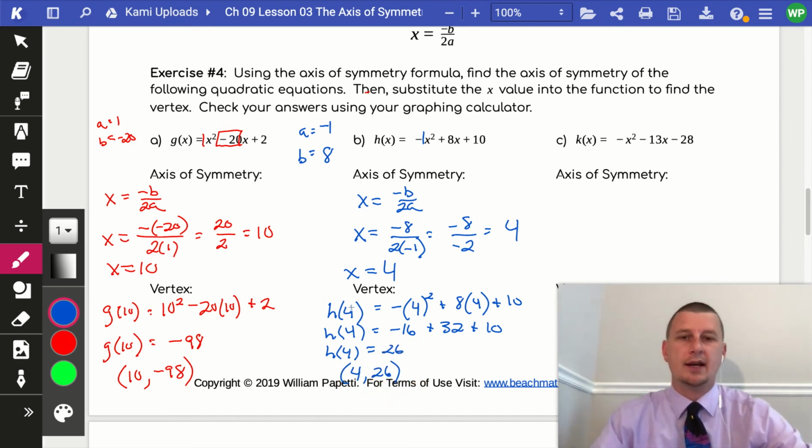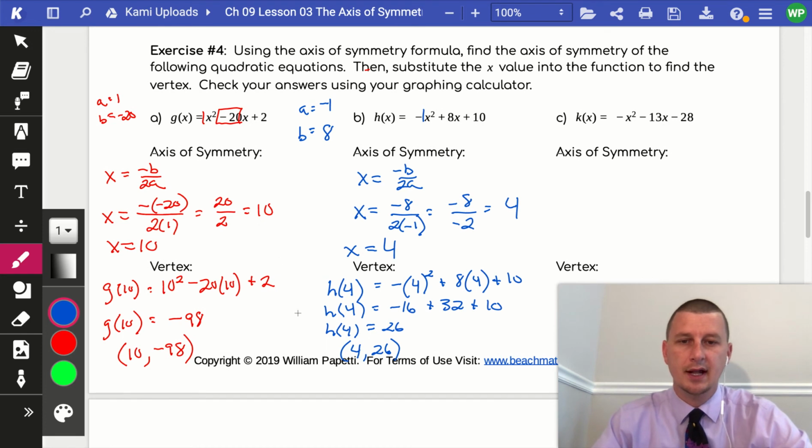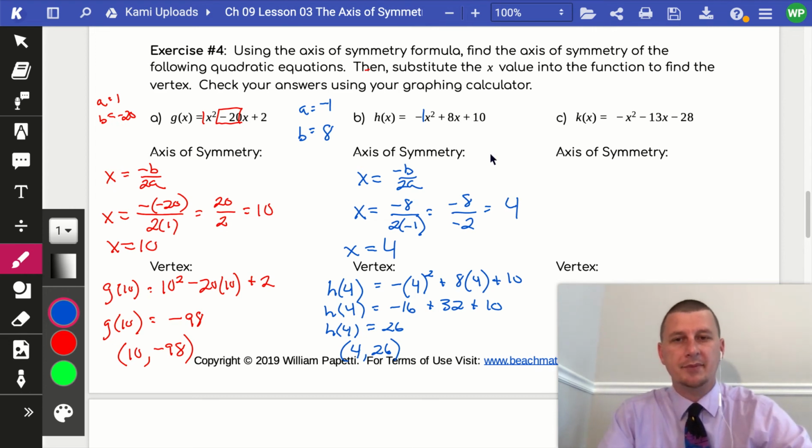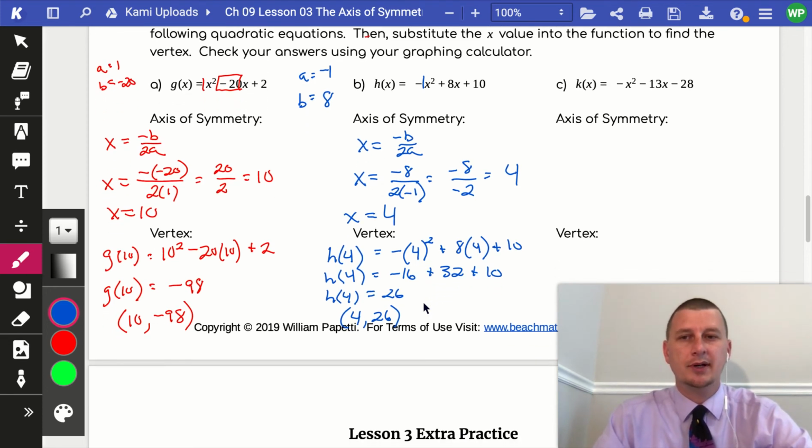And again, if you check that in your graphing calculators, then you will see that the vertex does in fact occur at (4, 26). So we don't actually need a graphing calculator to solve something algebraically. As long as we have an equation, we could figure out the axis of symmetry and the vertex without using a graphing calculator at all. So let's take this with us going into part C.